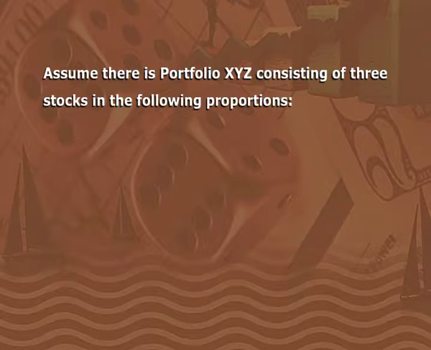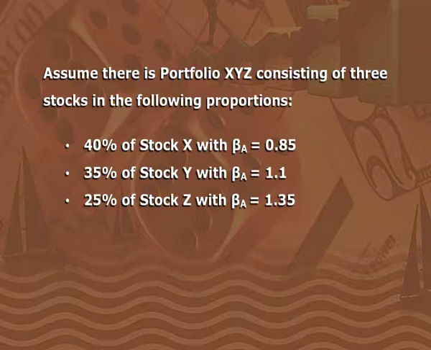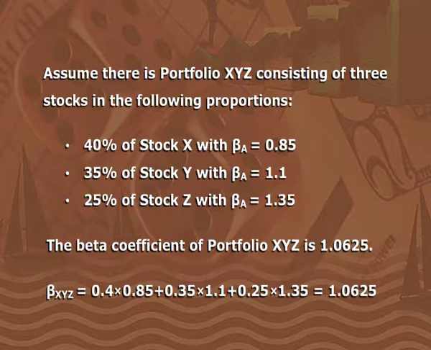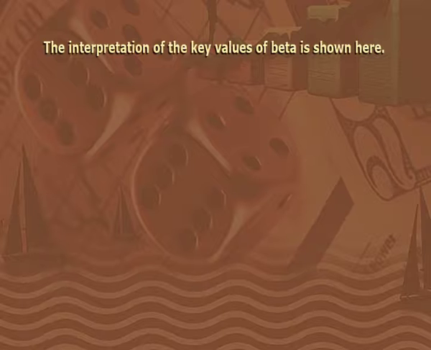Assume there is a portfolio XYZ consisting of 3 stocks in the following proportions: 40% of stock X with beta equal to 0.85, 35% of stock Y with beta equal to 1.1, 25% of stock Z with beta equal to 1.35. The beta coefficient of portfolio XYZ is 1.0625. So, the beta of the XYZ portfolio is equal to 0.4 multiplied by 0.85 plus 0.35 multiplied by 1.1 plus 0.25 multiplied by 1.35, and we get a result of 1.0625.